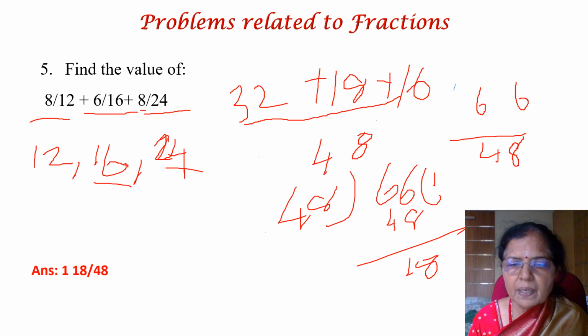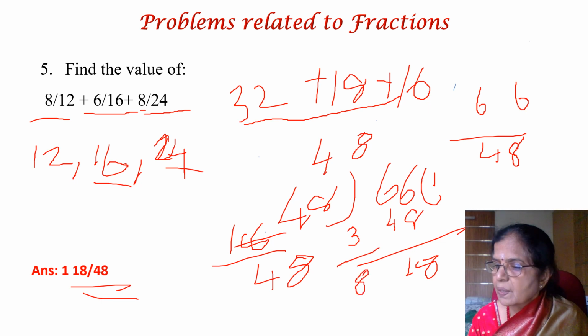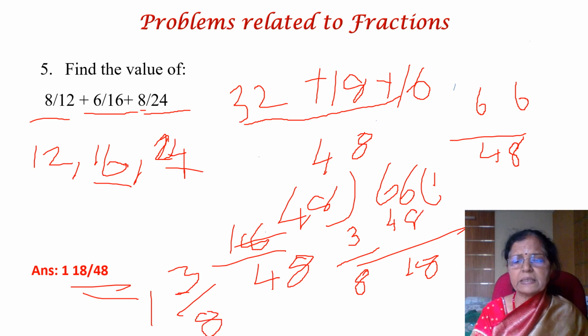18 by 48. This 18 by 48 can be simplified. If we divide both the numerator and denominator by 6, we get 3 by 8. Got it? So the answer is 3 by 8. 3 by 8 and 18 by 48 are equivalent fractions. Okay.